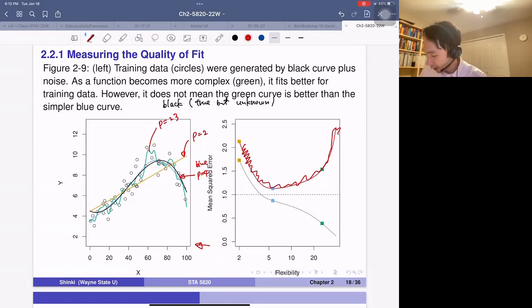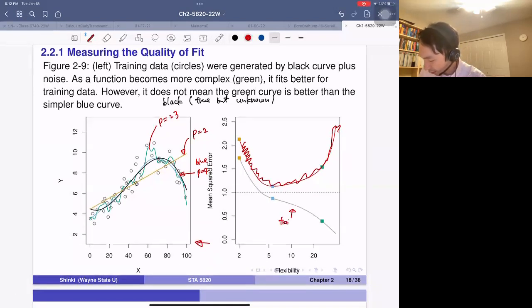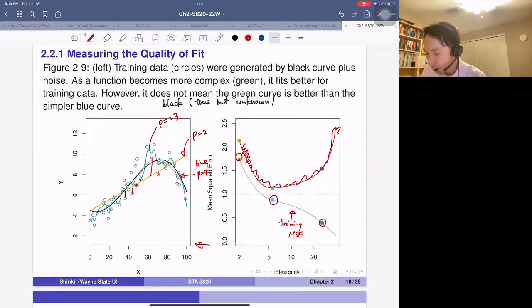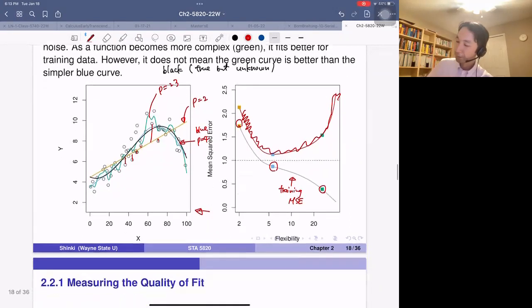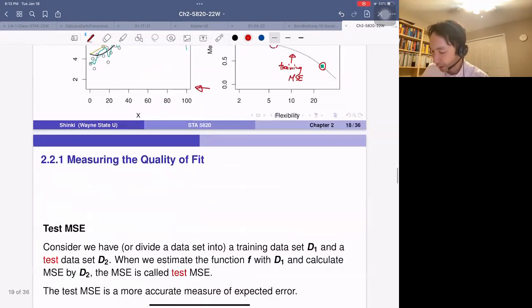And the training error is represented by this gray line. Training MSE gets smaller and smaller as p gets larger. So the yellow line is the largest. Basically the discrepancy between these points and this trend line is largest on average, and it gets smaller and smaller. The green line has the smallest training MSE, but we don't expect that this is better than the blue one. So training MSE is a problem for comparing models with different flexibility.